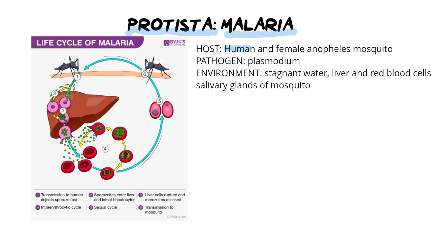Who is the host? Humans. And most importantly, there's another host, which is female Anopheles mosquitoes. It must say female when you answer in an exam, because males don't carry the malaria. And Anopheles refers to the type of mosquito that this occurs to. Now, the pathogen that causes disease is a plasmodium, and we find it in stagnant water, which is water that is sitting still, but we also find it in the liver and red blood cells of mammals, and we also find it in the salivary glands of that same mosquito.